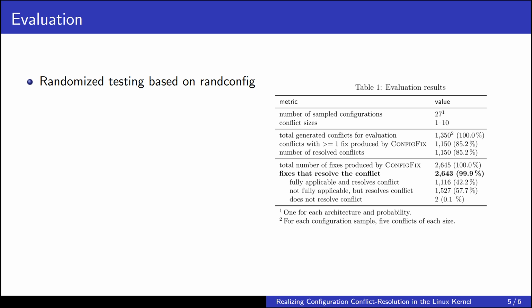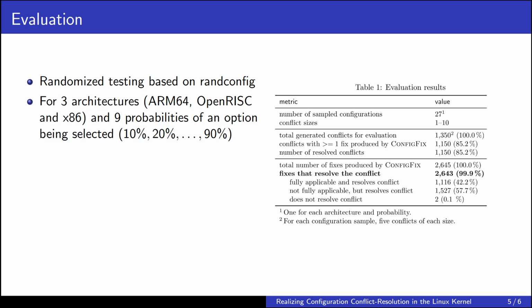We evaluate ConfigFix with regard to how many conflicts it is able to resolve and the quality of the generated fixes. The testing framework we developed uses randconfig to generate random configurations. In our evaluation, we generated configurations for 3 different architectures and for 9 different probabilities for an option to be selected, ranging from 10% to 90%. In total, we therefore evaluated 27 different configurations.